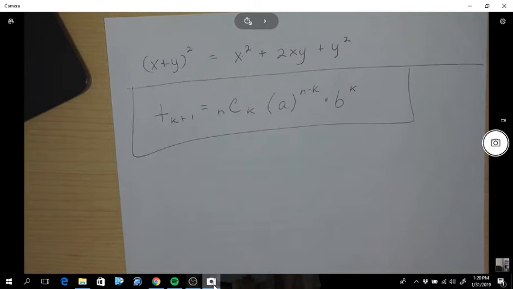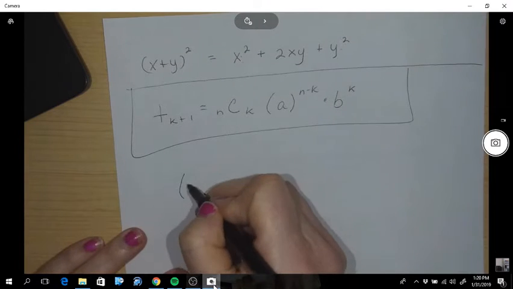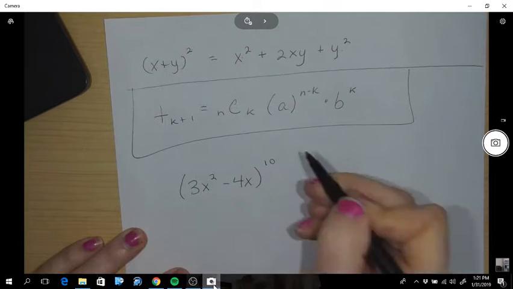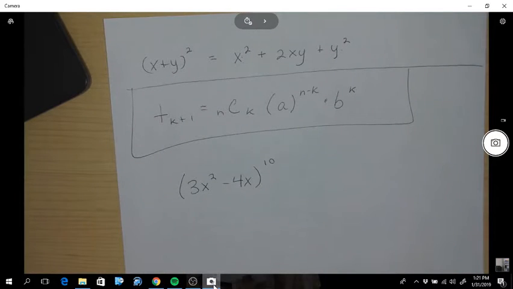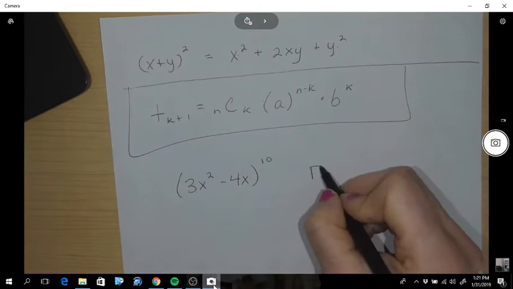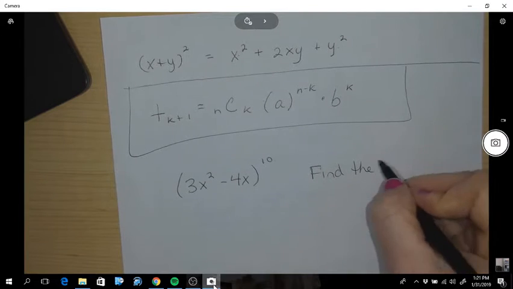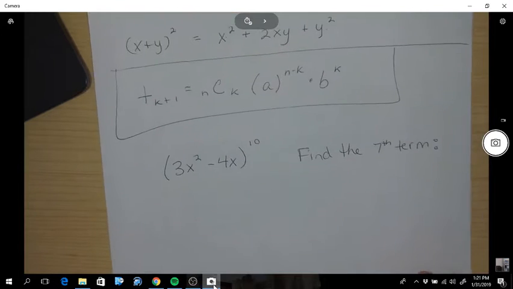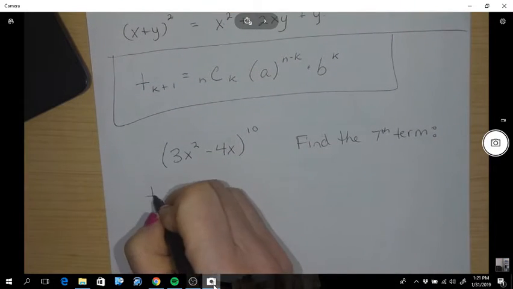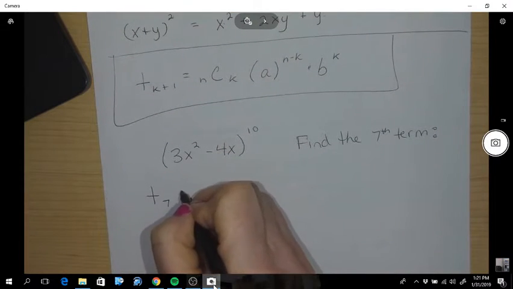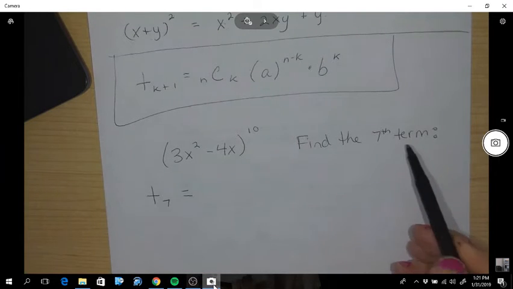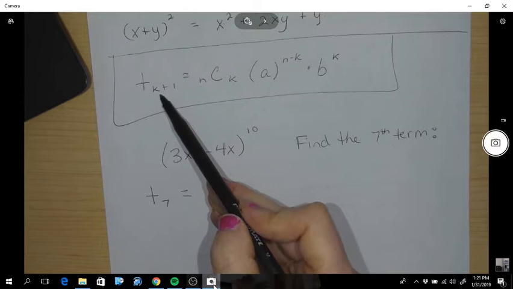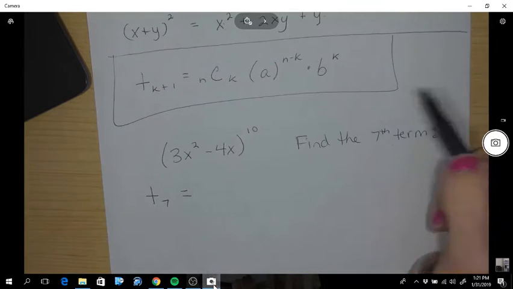So what if I give you (3x squared minus 4x) to the power of 10? Can you find the 7th term? So term 7. For finding term 7, we need to understand that our k value is actually 6.